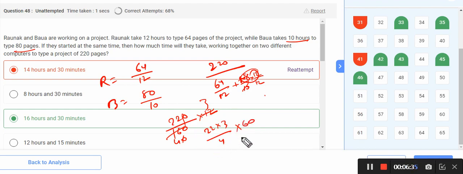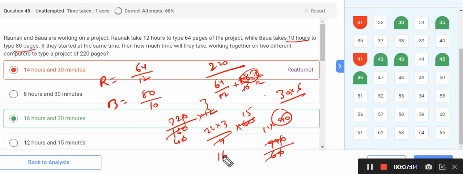So let's convert the time into minutes. So it will give us 15. So 30 into 6. So 11 into 90. So it will be 990. So let's convert this number into hours. So 16 hours and 30 minutes will be the answer. Moving to the next question.